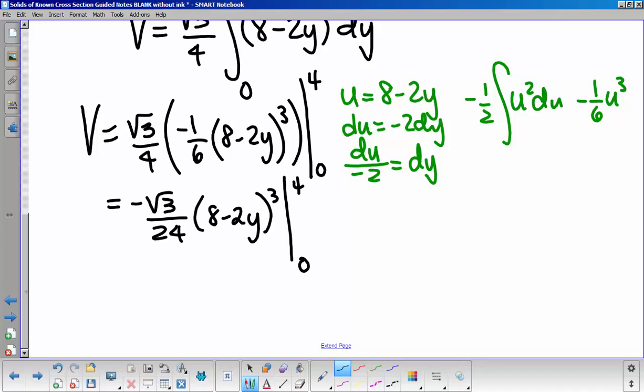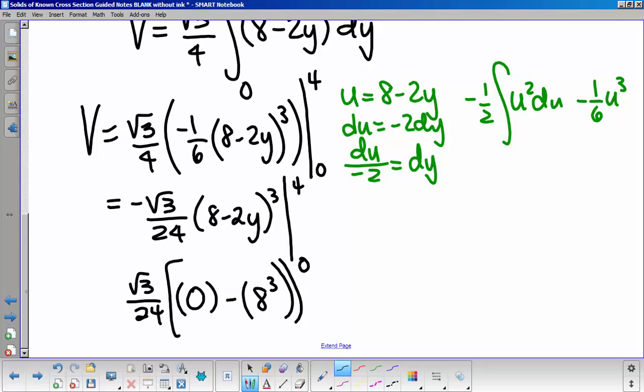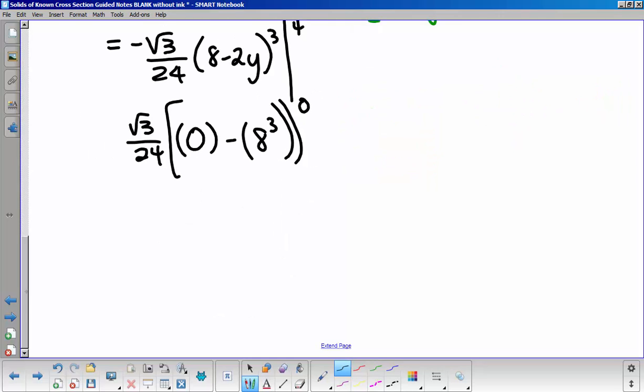Now, what happens when we plug in 4? I meant to put in 4. You get 0, minus, you get 8 cubed again. But it's a negative. No, this is negative out here. So we get a positive 8 cubed, root 3 over 24.